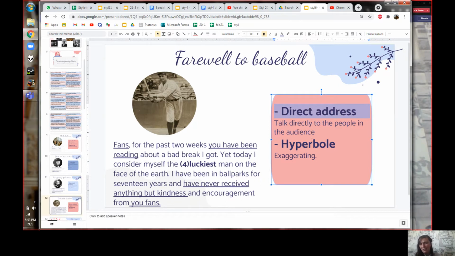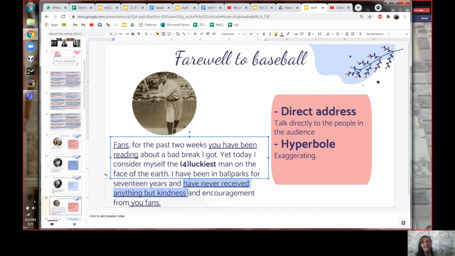He also uses a bit of hyperbole here in the speech. For example, "I have never received anything but kindness. I am the luckiest man on the earth." Is he really the luckiest man who's never received anything but kindness? Well, no, probably. But this kind of exaggeration is part of speech writing because you really have to keep the attention of your audience. And if you're just saying kind of small and boring things, you're really not going to keep the attention of your audience for very long.